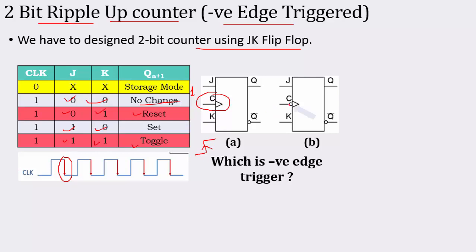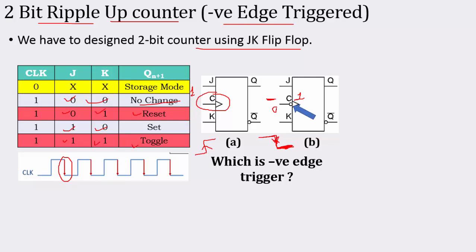Now, what have I added? I have added a bubble over here. That means this flip-flop will work on a zero logic. How will we get the zero logic? The transition must take place from 1 to 0. That's why we call it a negative edge trigger. Are you getting it or not? If I give a 0, then only I will get a 1 over here. So you need the transition to take place from 1 to 0. That's why this is a negative edge trigger.